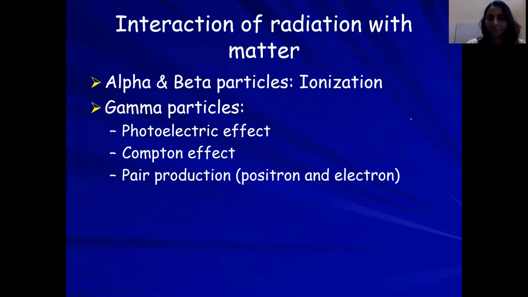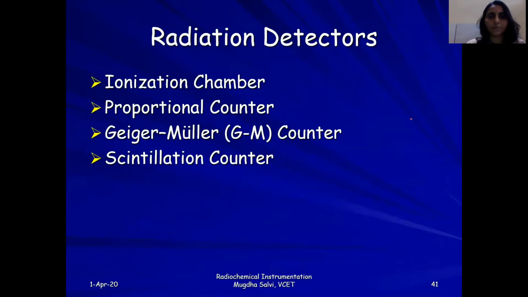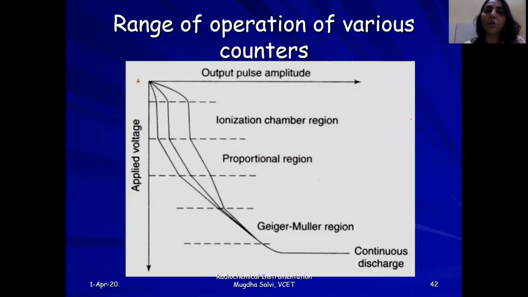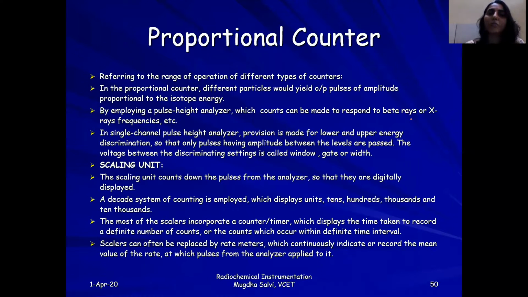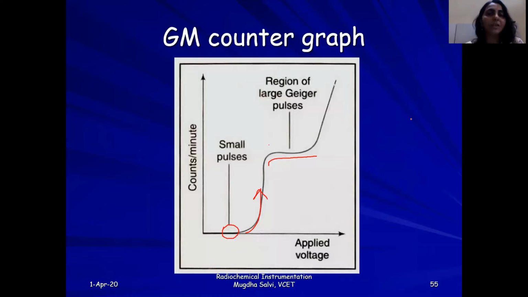the operating regions of the various counters, and then you start actually explaining the counter, either ionization chamber, proportional counter or GM tube. In all these three, you have to mention this graph. Also, if there's a question on the GM counter, please don't forget to mention the GM counter graph, in which you will show the plateau region, to specify the operating region of the GM counter.